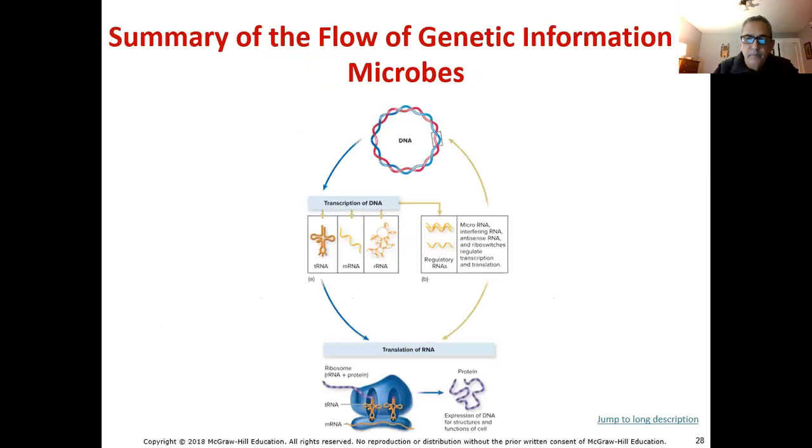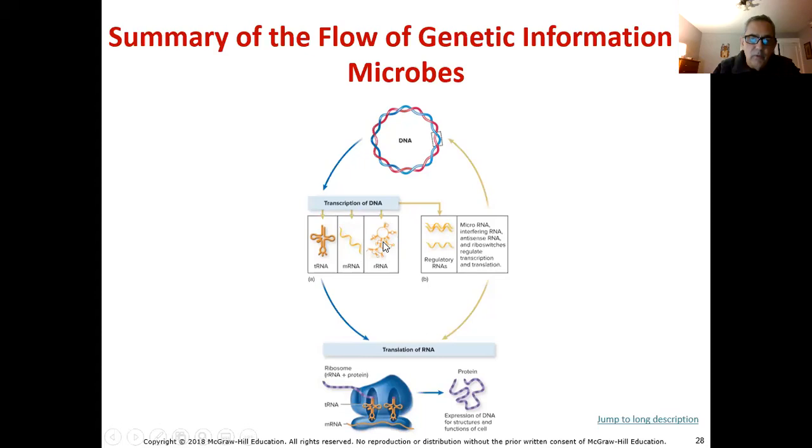So in microbes, with that single circular chromosome, there are three kinds of RNAs. There's the transfer RNA that has this structure. The transfer RNA carries the amino acids that will make up the protein. The messenger RNA has the codons that are complementary to the genetic code on the DNA. Then there's the ribosomal RNA. The ribosomal RNAs bind with ribosomal proteins to make up the ribosome.